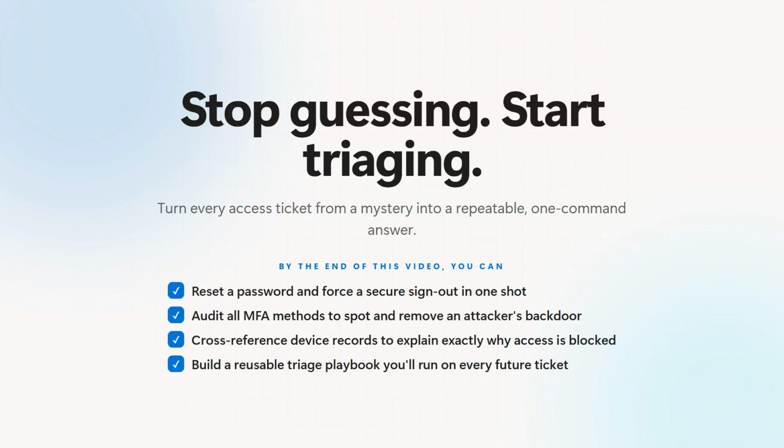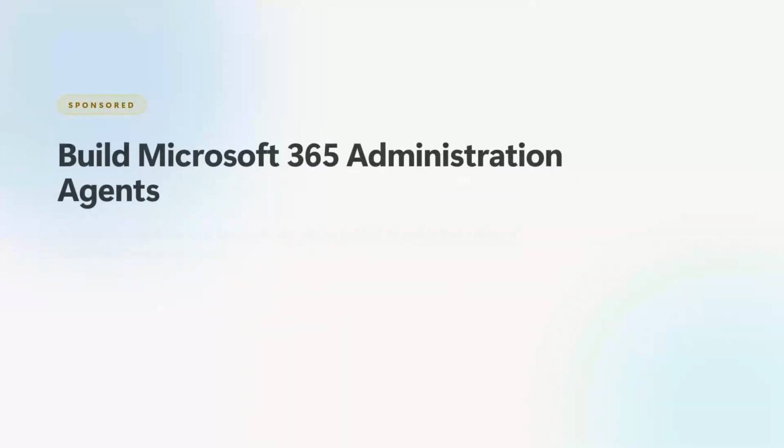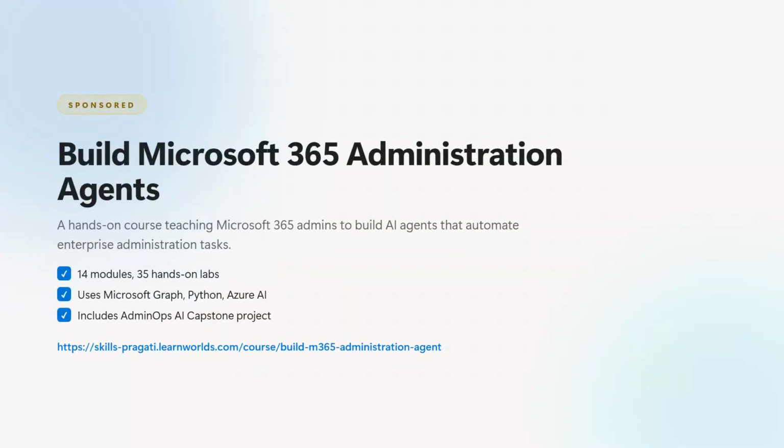Ticket 4473, cross-reference intra-device records against Intune compliance in seconds, and tell Raj exactly why his phone won't connect. By the end, you'll have a playbook that turns every access panic into a 30-second fix. You're building a repeatable helpdesk triage playbook right now.